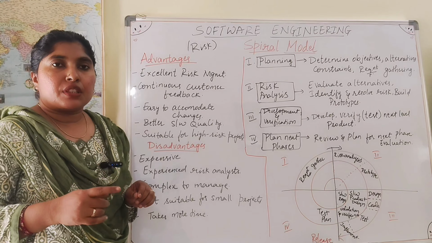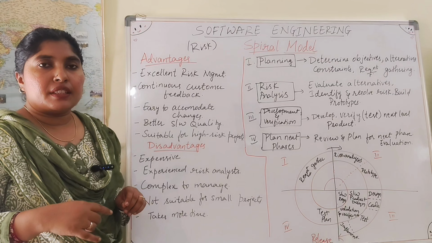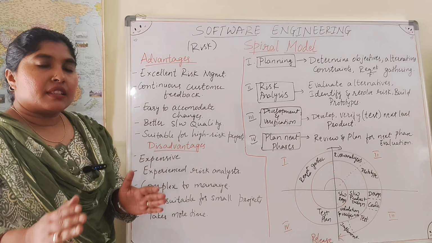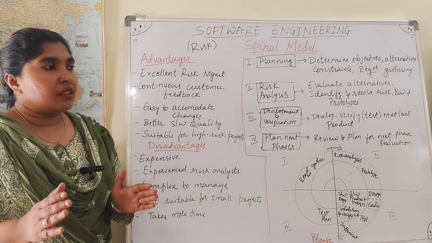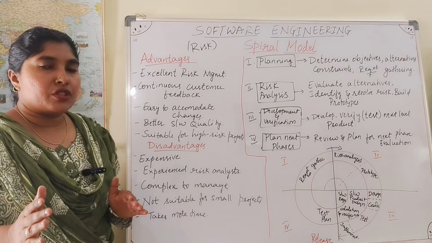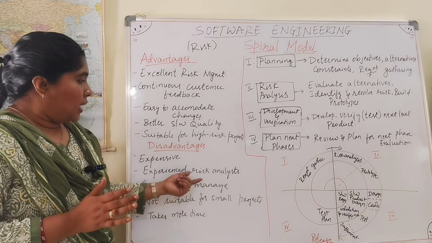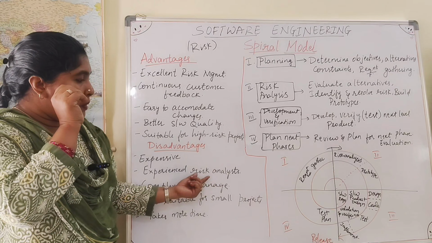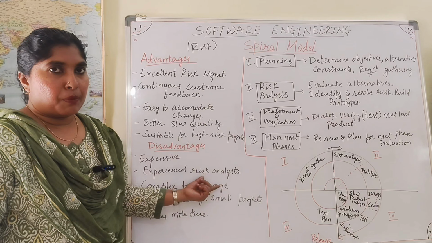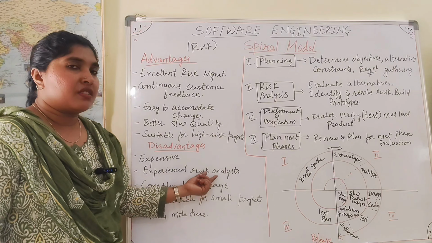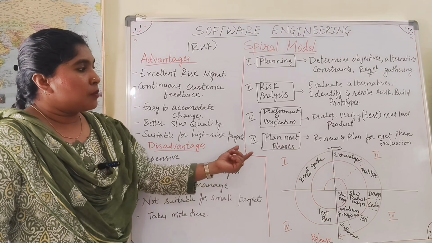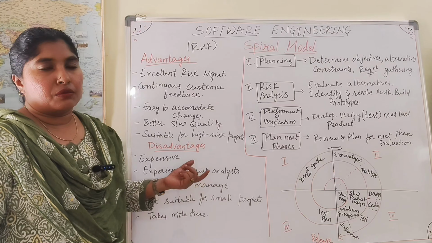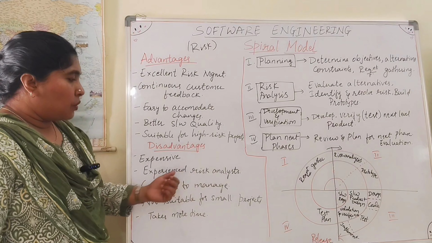Next, experienced risk analysis. In each spiral, when the cycle begins, after determining the goal, the risk has to be analyzed and handled or managed properly. So we need an expert risk analyst. Okay, not normal people can analyze the risk associated with the project. So we need to take an experienced risk analyst to determine and to validate the risk and to manage the risk. So that is what we need.